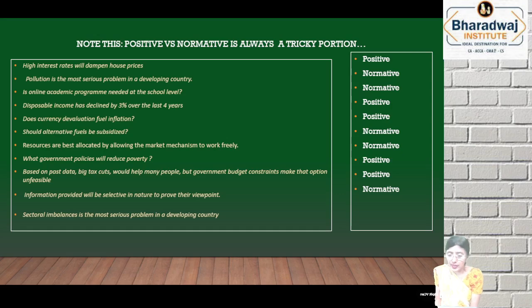Sectoral imbalances is the most serious problem in a developing economy. Normative, very good, because somebody is declaring that it is the most serious. Remember: best, worst, most, all these. Okay, so understand the premise of positive and normative, study that before going into example sentences. Are you clear about it?